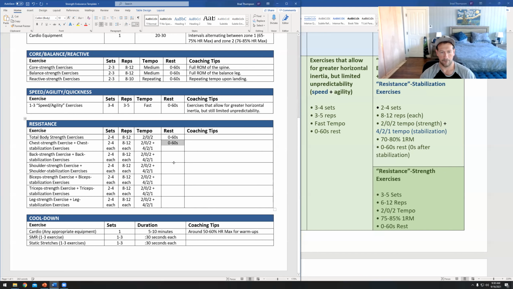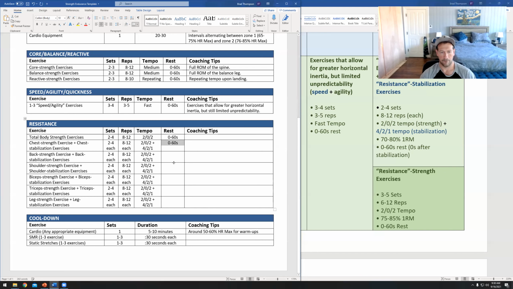So for our cardio stuff, it's still going to be maybe one set of like 20 to 30 minutes, but now we're going to do high intensity intervals, alternating between zone 1, that's 65 to 75%, zone 2, that's 76 to 85%, and zone 3, which is that 86 to 95% heart rate max. So now we are incorporating all 3 zones there, right? And still doing it maybe 20, 30 minutes.